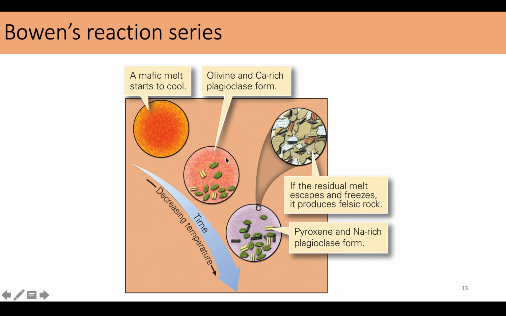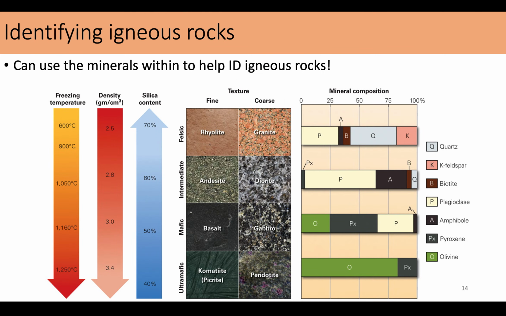So the leftover still-liquid magma is going to become more felsic. As the rest of the magma continues to cool, we will have more of our felsic materials forming. So what we end up with is a combination of all types of minerals within our solidified rock once that magma is completely solidified into an igneous rock.